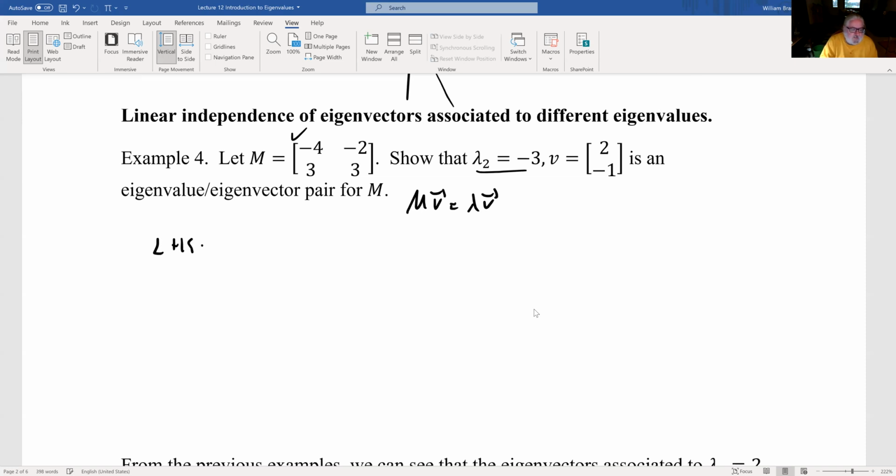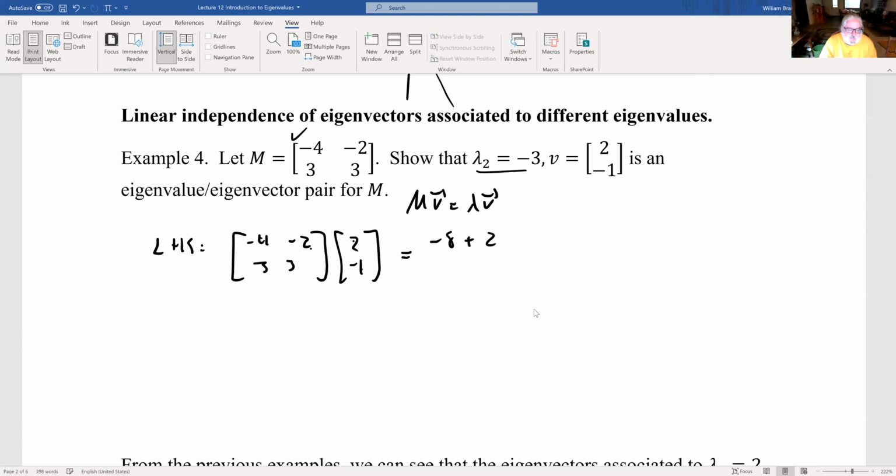Left-hand side, in this case, the matrix (-4, -2; 3, 3) times (2, -1). And what is that equal to? Minus 4 times 2 is minus 8. Minus 2 times minus 1 is plus 2. 3 times 2 is 6. 3 times minus 1 is minus 3. And we get (-6, 3).